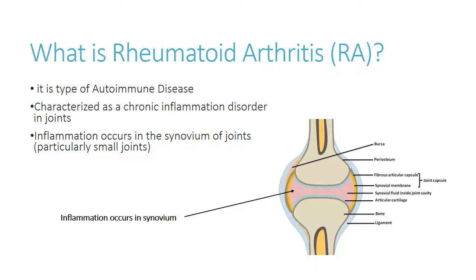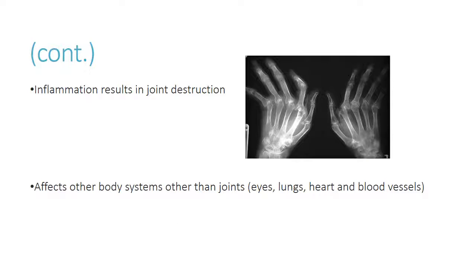What is rheumatoid arthritis? It is an autoimmune disease characterized as a chronic inflammation disorder in the synovium, particularly in small joints. It does not only occur in small joints, but it is most prevalent in small joints. The inflammation results in joint destruction and juxta-articular bone, which is a fracture near the joint.